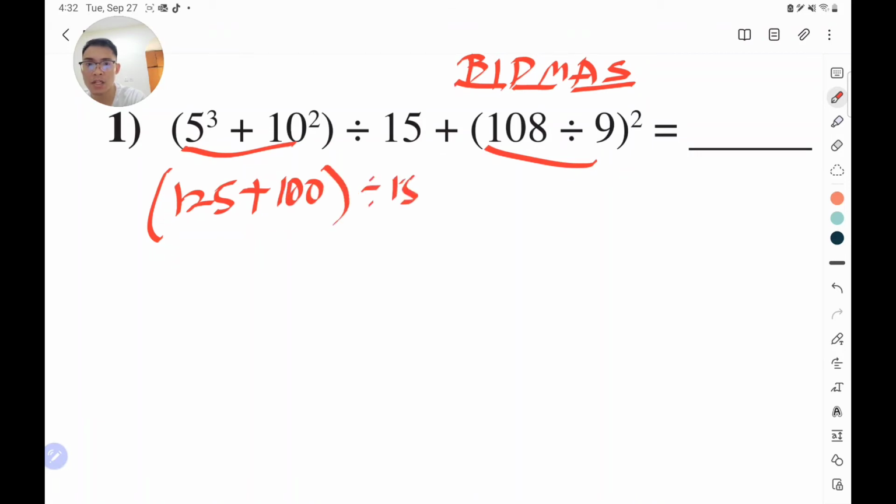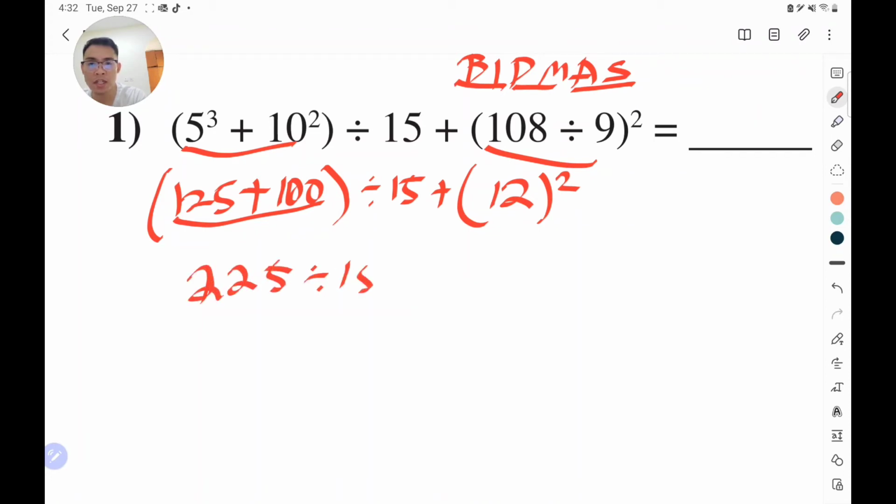Then divide by 15 plus this one, whatever's inside is what? 108 divided by 9 is equal to 12 squared. Alright, let's simplify whatever's inside the bracket again. So we have 125 plus 100, that becomes 225 divided by 15 plus whatever's inside the index now, because that's our next index, is 144. Alright, 12 squared is 144.